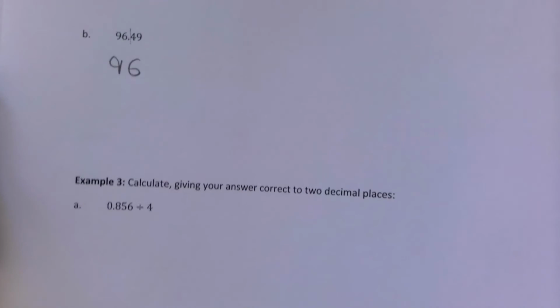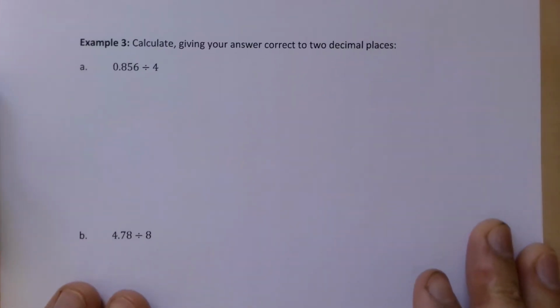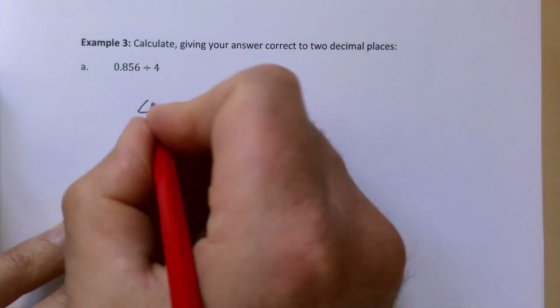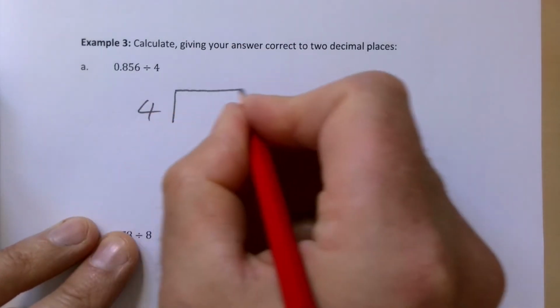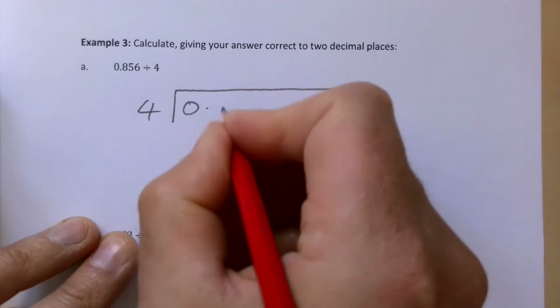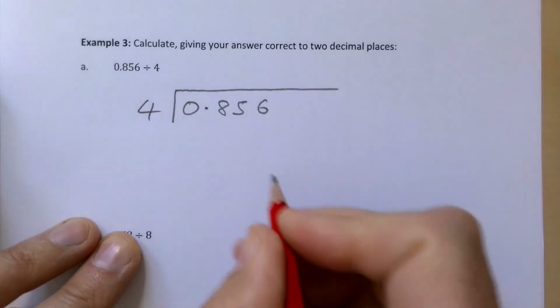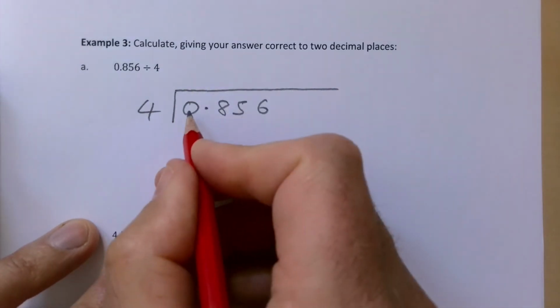Calculate the following, giving your answer correct to 2 decimal places. So we can do that. We've been working on this. So 4 divided by 0.856. I think I might go, okay.